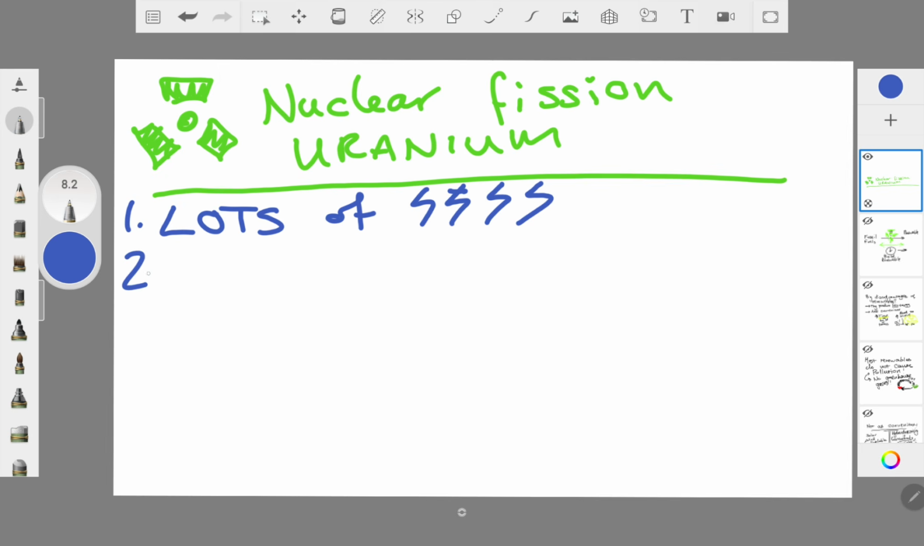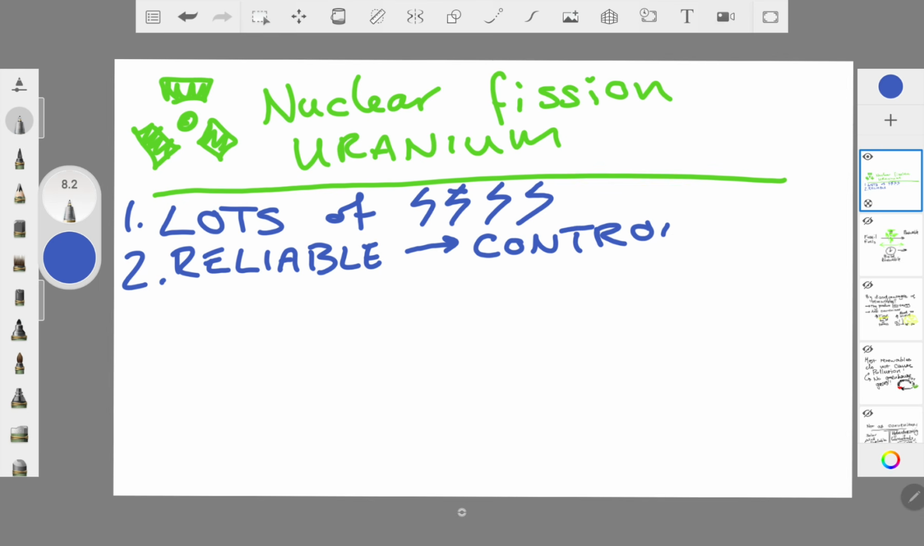Number 2, another reason it's useful. Can you think of one? Good. It is very reliable. As long as the reactor is burning, we will have energy. And not only that, we can, to some extent, control it as well. We can control how much energy we make with a nuclear power station. If we need more, we can pump up the reaction.